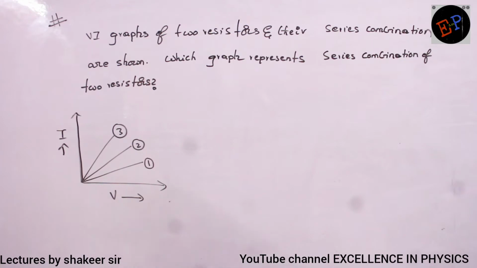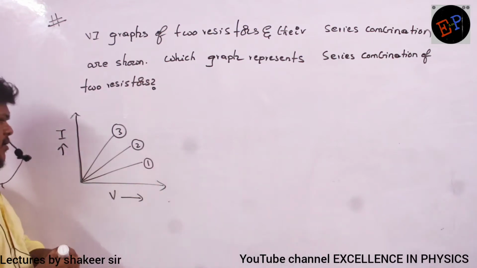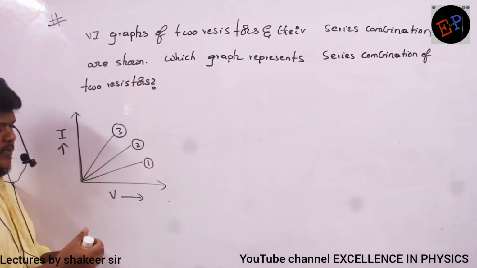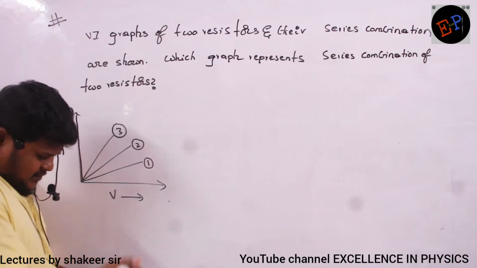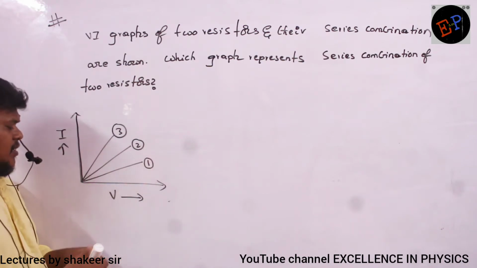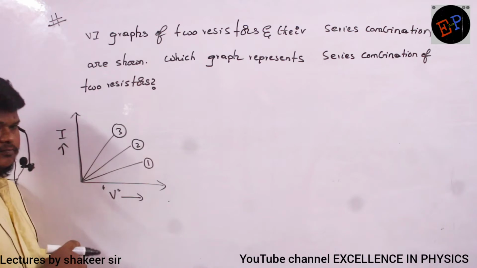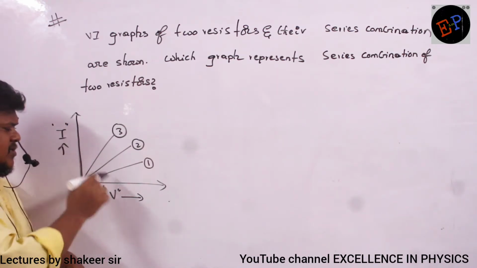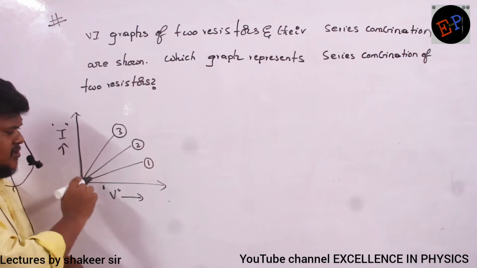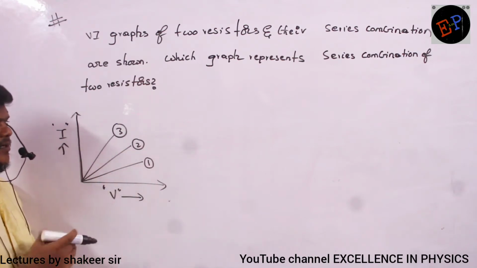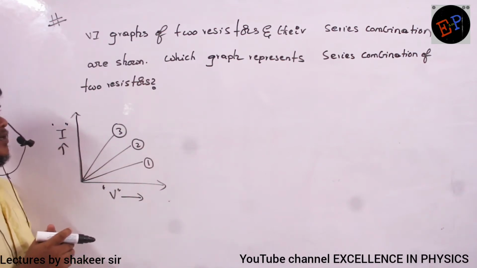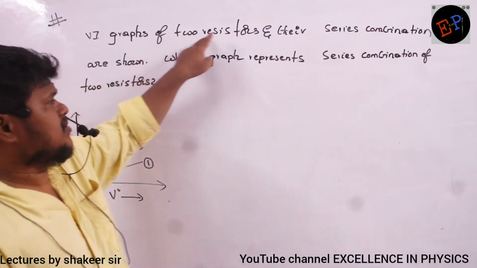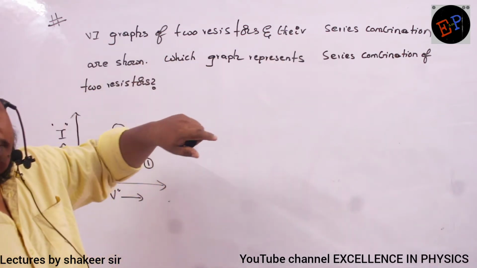So see this question. Here, this is a VI graph. On the x-axis what do we have? On the x-axis we have potential, no? On the y-axis we have current. Clear? So with respect to this VI characteristics, there are 3 graphs. First graph, second graph and third graph. What do they represent? 2 resistors and their series combination also.